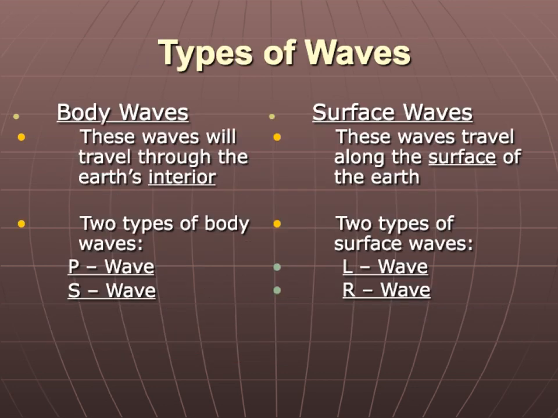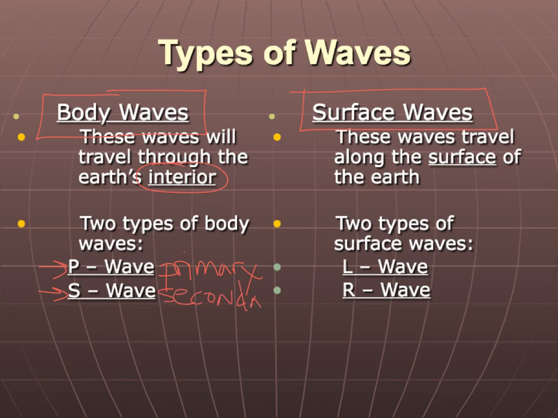There's two broad categories of these waves. So when you're asked, what are the categories of waves? Body waves and surface waves. And those are pretty self-explanatory as to where the waves are traveling. Body waves travel through the Earth's interior, and there's two specific body waves that have been recognized. That is the P wave and the S wave. P stands for primary, and you guessed it, S for secondary. And we'll study each of these in detail, and we'll use P and S waves quite a bit over the next several class periods.